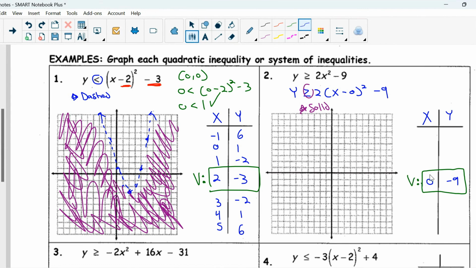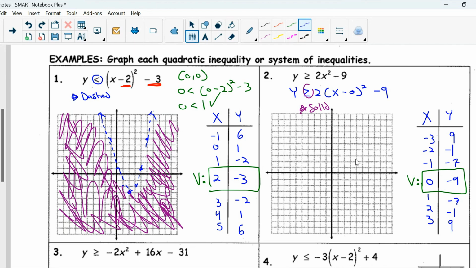Take a couple points on both sides. Negative 1, negative 2, negative 3. 1, 2, and 3. And let's plug them into our equation. So negative 1 minus 0, negative 1 squared. That will give me negative 7. For negative 2, negative 2 minus 0, so that'd be 4. 8 minus 9, negative 1. And then for 3, 9, 18 minus 9, which is a positive 9.